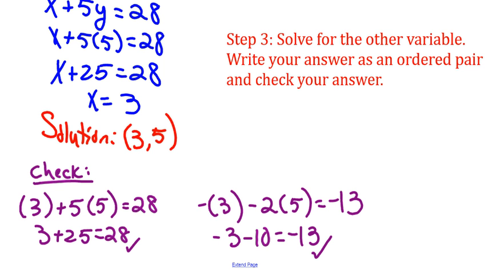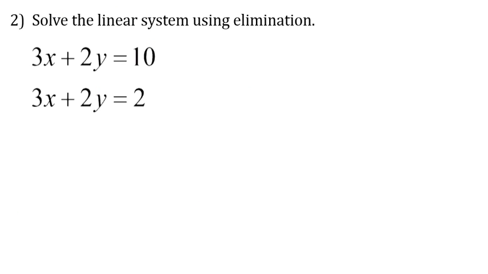So let's take a look at another system. Here we have 3x plus 2y equals 10, and 3x plus 2y equals 2. And so again, we want to try eliminating one of the variables so we can solve for the other. Well, we don't have a single x or a single y, so it would be a little bit time consuming to make an x equals or y equals. But if I look at these two equations, again, I'm noticing I have the same amount here for my x, 3x, and I have the same amount here for 3x.